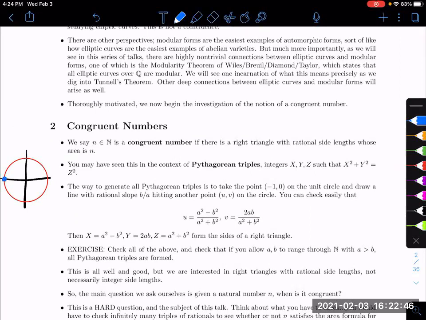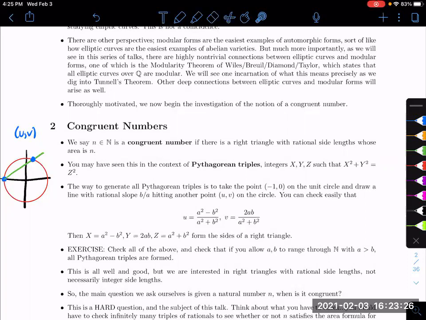Right. And you draw a line with rational slope b over a through the point -1, 0. And what will happen is you'll hit some other point on the circle. Maybe up here. If I give that point coordinates u comma v, you can easily figure out in terms of the slope b over a what the coordinates are. I gave you the formula right here. You can check that the x coordinate of the second point has to be a squared minus b squared over a squared plus b squared, and that the y coordinate v has to be 2ab over a squared plus b squared.